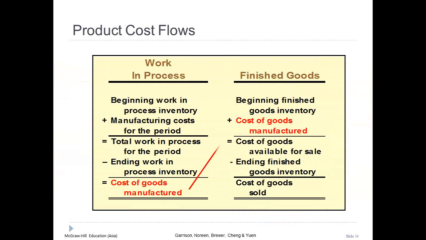The cost of goods manufactured is added to the beginning finished goods inventory to arrive at cost of goods available for sale. The ending finished goods inventory is deducted from this figure to arrive at cost of goods sold. All raw materials, work in process, and unsold finished goods at the end of the period are shown as inventoriable costs in the asset section of the balance sheet. As finished goods are sold, their costs are transferred to cost of goods sold in the income statement.